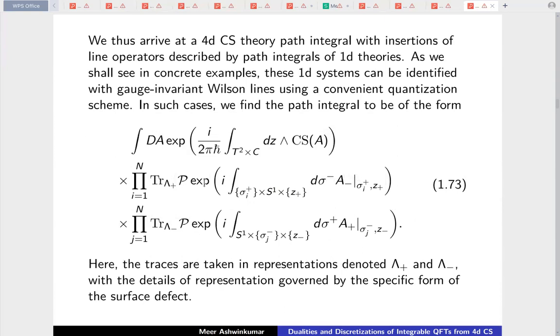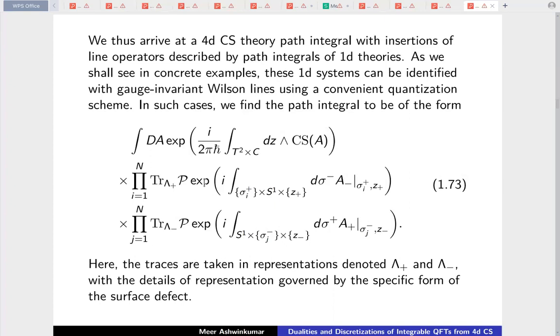And how do you do that? This can be done using either geometric quantization or coherent state quantization. The essential idea is that once you have a quantum mechanical system, the path integral can be rewritten as a trace of the time-ordered exponential of the Hamiltonian. And it so happens for these line operators, the Hamiltonian is just the gauge field in some representation. And this is the result of the geometric quantization.